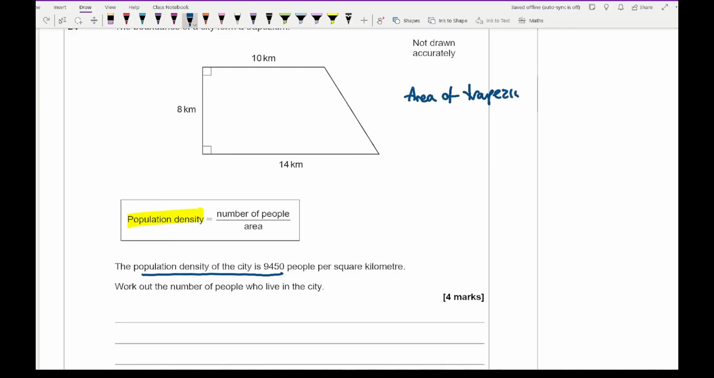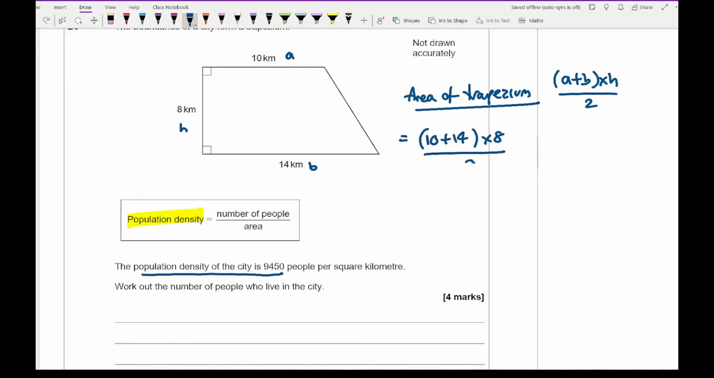Now, how do I do that? Well, I use the formula (A plus B) multiplied by H, divided by 2. Here, my A and B values are the 2 parallel sides, and my H is the height. So the area is going to be equal to (10 plus 14) multiplied by 8, all divided by 2. If I type that all into my calculator, I get an answer of 96 kilometres squared. So that there is my area.